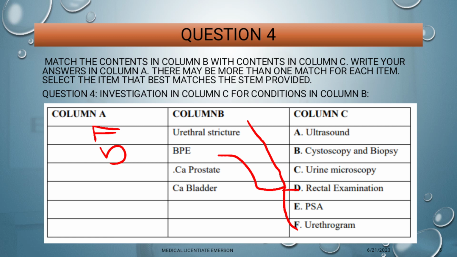Then CA prostate. For CA prostate, we can use PSA. If it's more than 10, then you know that this one is high risk for CA prostate. So just E. Okay, that's E. Then CA bladder. From the name, the bladder is cystoscopy and biopsy. That's B for CA bladder. Okay, then we are done here.